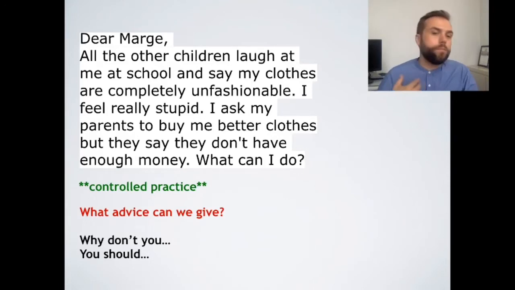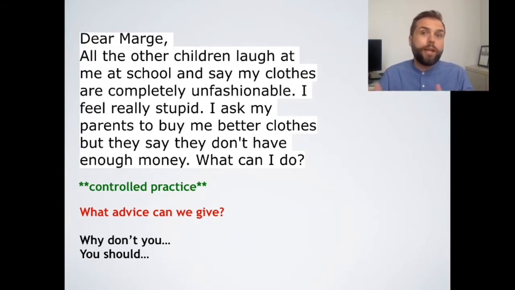Okay, so maybe if the students are low level, if you think that they're not really familiar with this, you can give some examples. But if they're higher level, if they're strong intermediate, you can just go straight into making suggestions. The kind of examples that I've heard are things like, why don't you save your pocket money? Why don't you get a part-time job? Why don't you shop at Uniqlo or Top 10 or some of the cheap, good places for getting fashionable clothes?